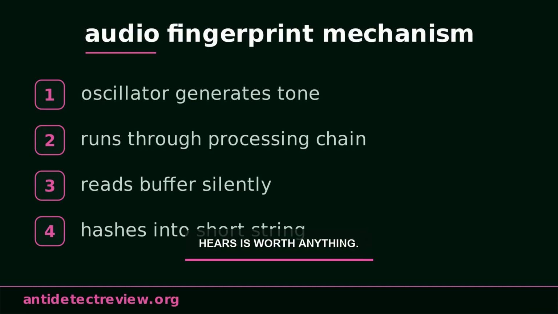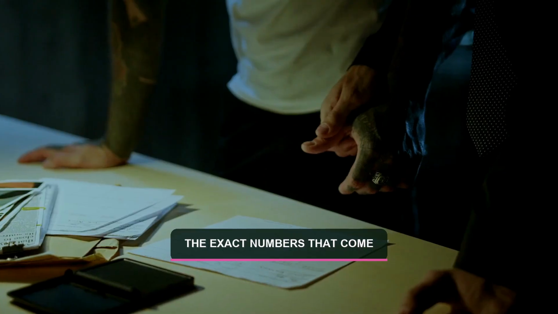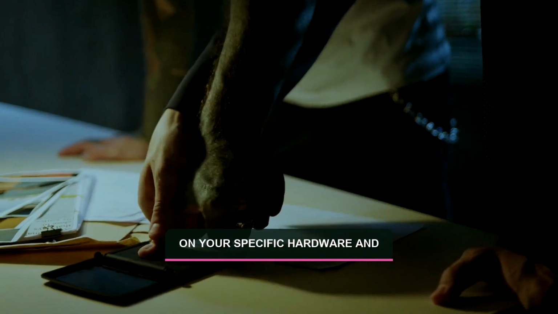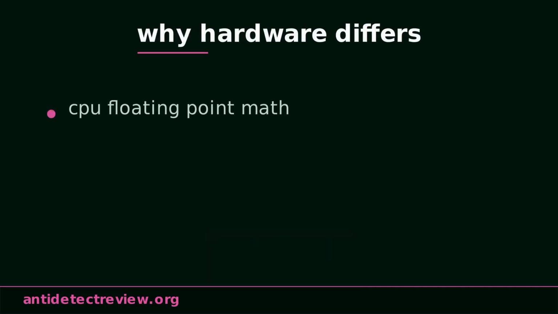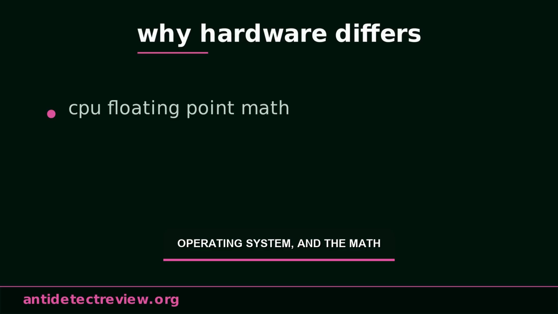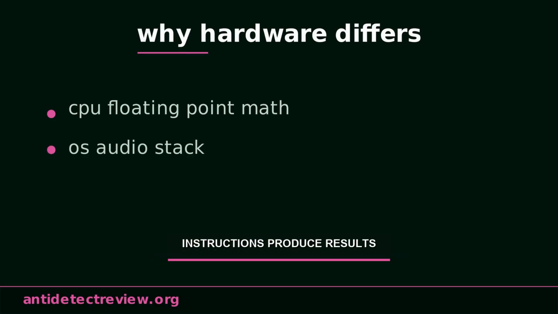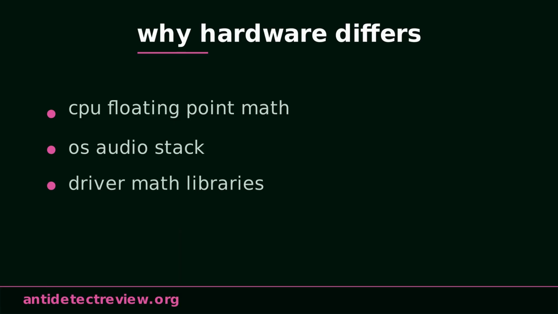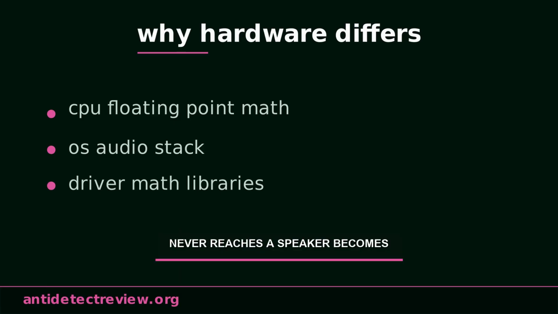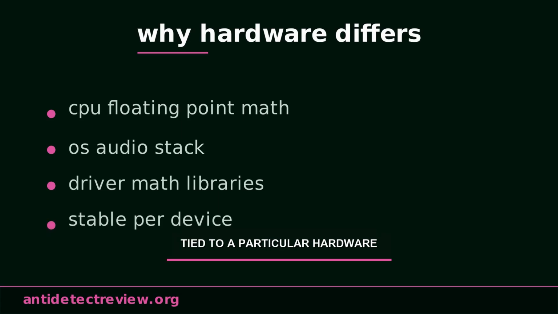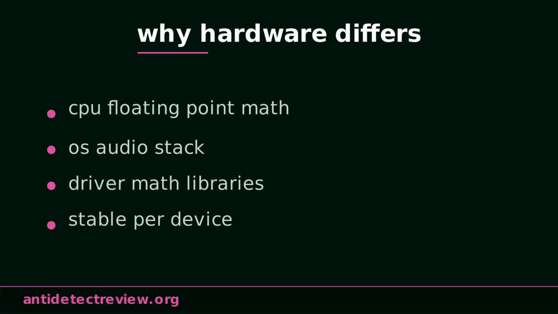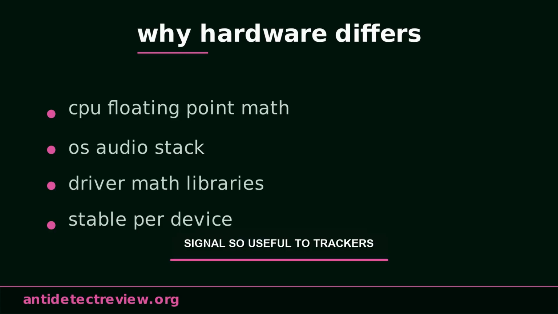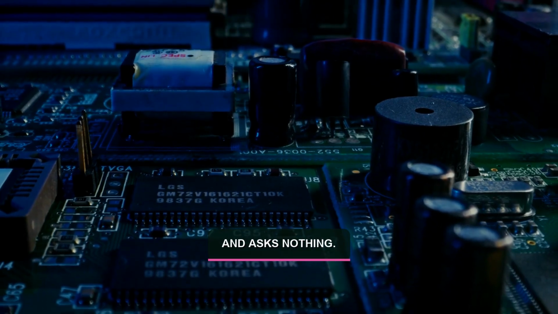Here is why a sound nobody hears is worth anything. The exact numbers that come out of that processing depend on your specific hardware and software: the CPU, the audio stack in your operating system, and the math libraries doing the floating point calculations underneath. Two machines running the identical instructions produce results that differ in the tiniest decimal places, and those tiny differences are stable and largely characteristic of a device. So a generated tone that never reaches a speaker becomes a quiet, reliable identifier tied to a particular hardware and software combination.